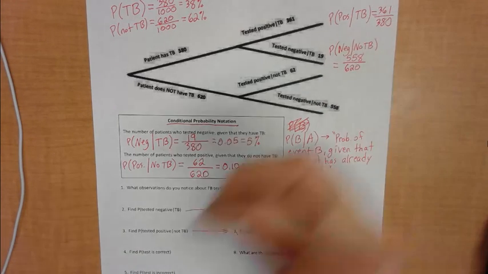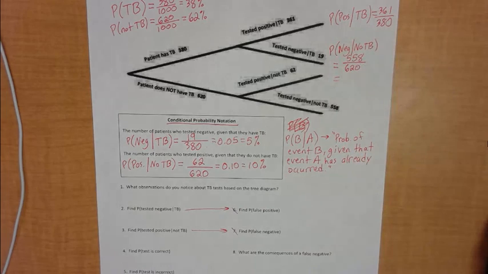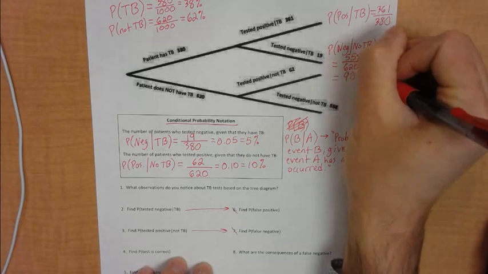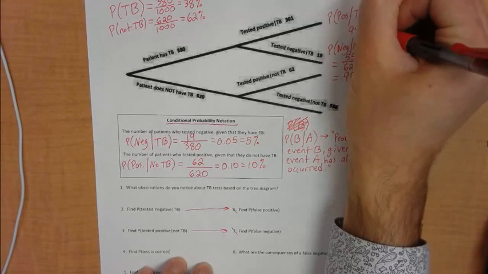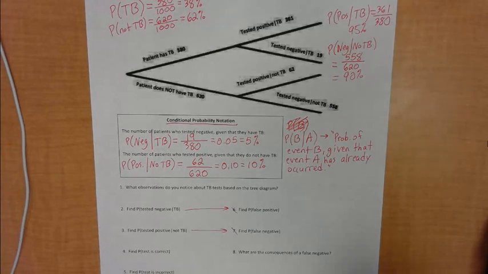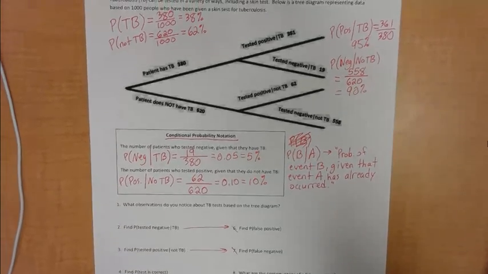So that percentage, 558 divided by 620, would be a 90% chance, and then a 95% chance. So those are pretty high percentages for accurate testing in either direction that you follow.